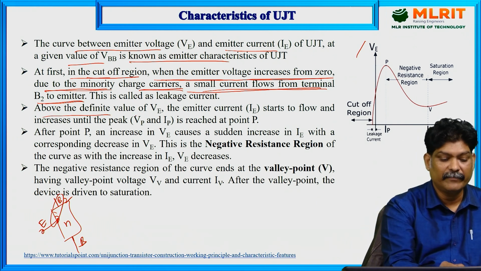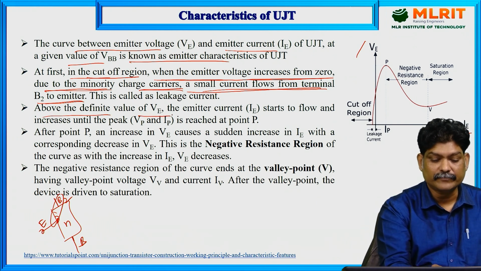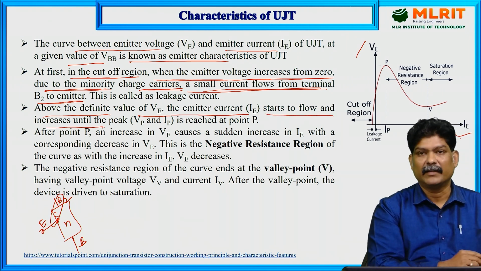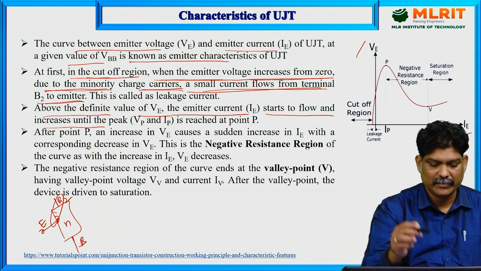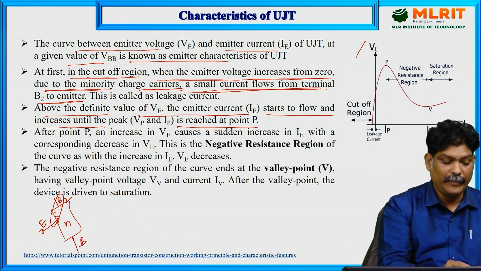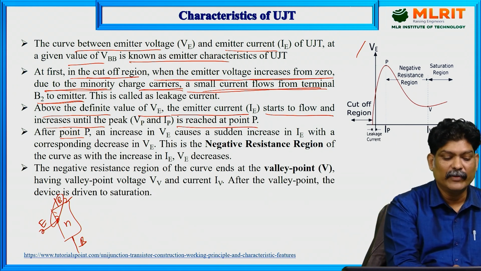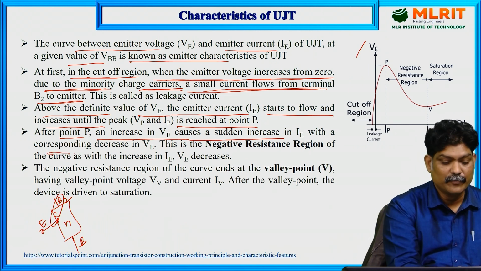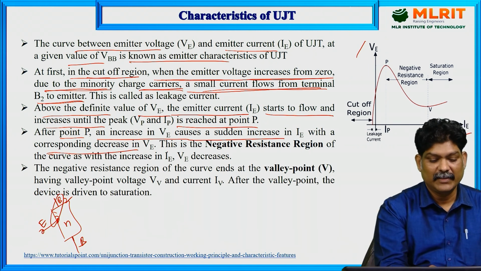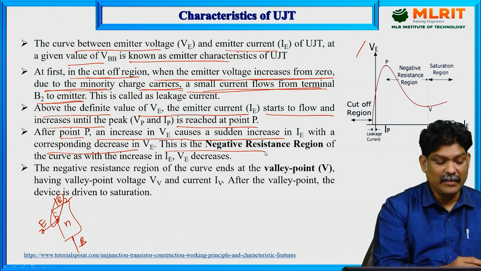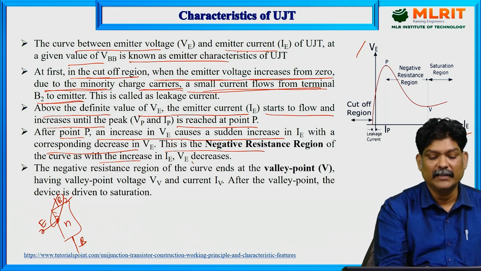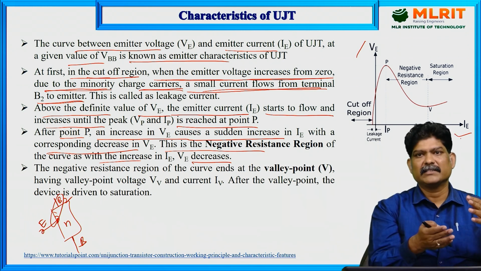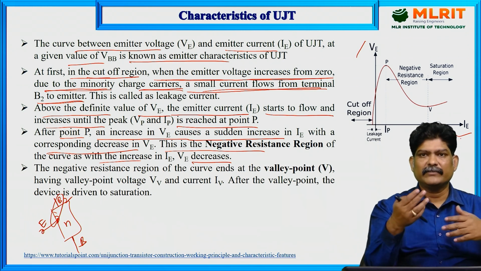Above a definite value of VE, the emitter current IE starts to flow and increases until the peak. Up to the peak value the current flows and it reaches point P. After point P, an increase in IE causes a corresponding decrease in VE. This is the negative resistance region of the curve. With the increase in IE, VE decreases. What is negative resistance? Here the current increases while the voltage decreases. So this is negative resistance.